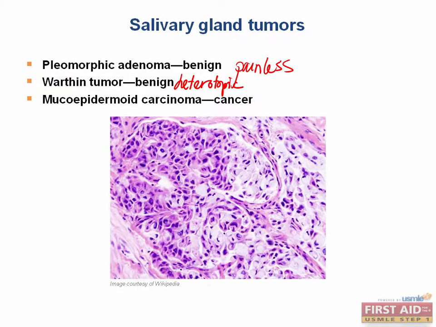The last tumor we'll mention is the mucoepidermoid carcinoma. This type of cancer has three cell types: squamous, intermediate, and mucus-producing, and this is the most common malignant salivary gland tumor. In this image, you can see mucus production toward the center of the glands. Also note that it is not encapsulated.